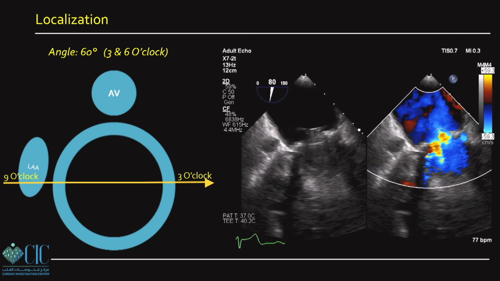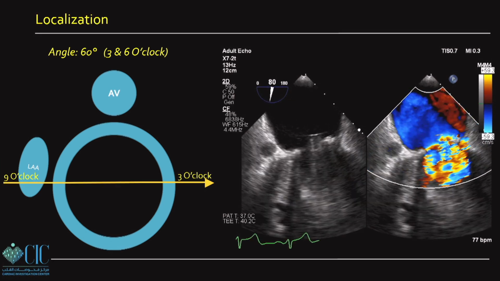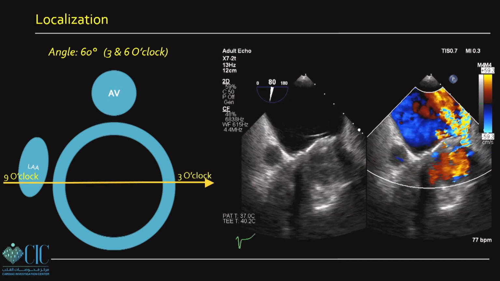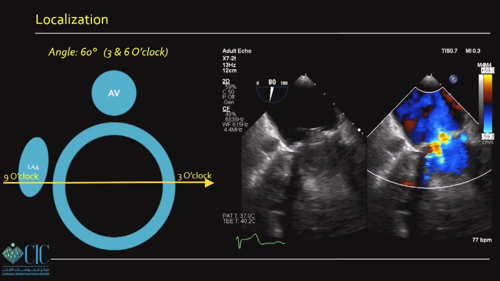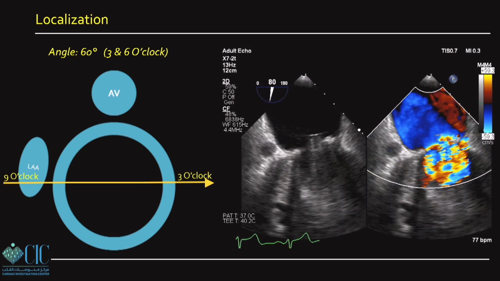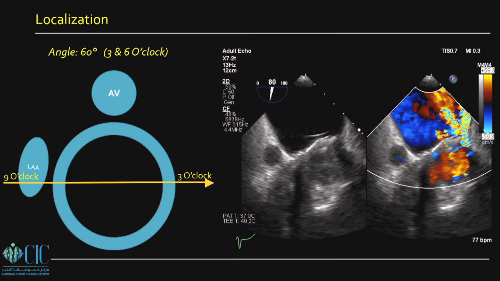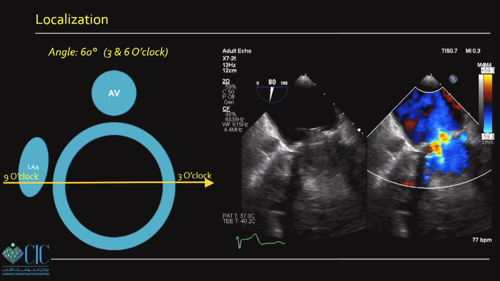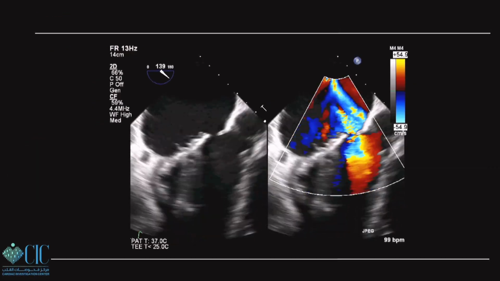On the other hand, a bit of angulation from the commissural view, if you see something near the left atrial appendage, we know that the left atrial appendage is around 9 o'clock. So roughly, you can say this is somewhere a lateral defect near 9 o'clock position.